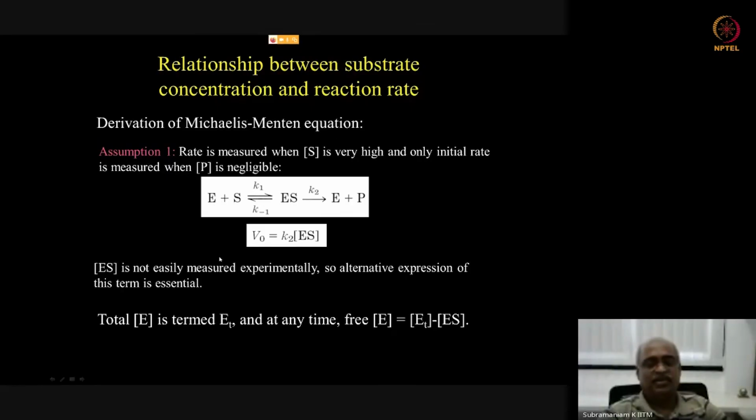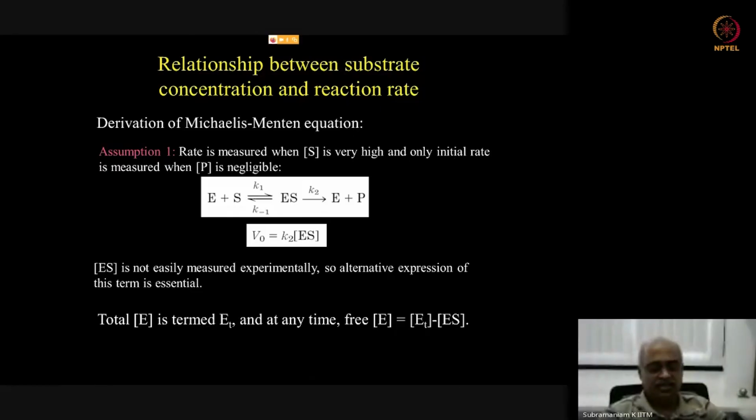Or rather, if you want to always talk about the free, unbound enzyme, then that will be ET minus ES, shown here. So this idea of ET we are bringing into our attention here. And the second one is we are assuming that the ES concentration is very low compared to the substrate concentration. Remember, we are measuring initial rate. This is the major assumption here.